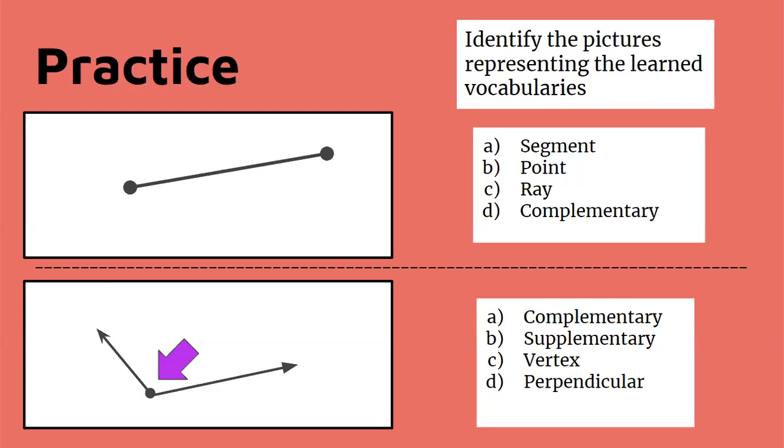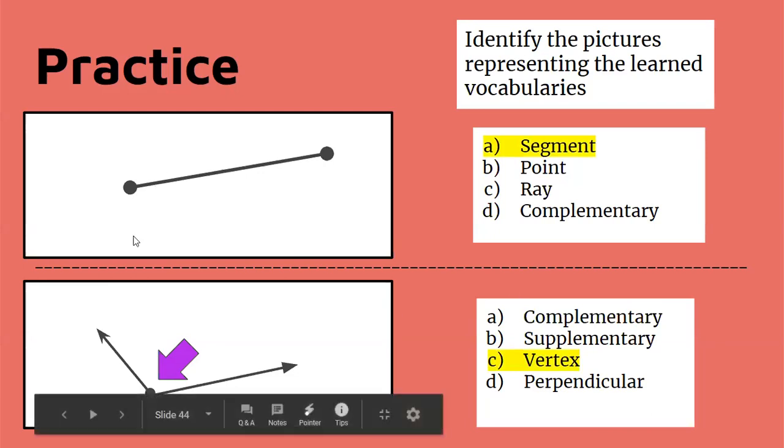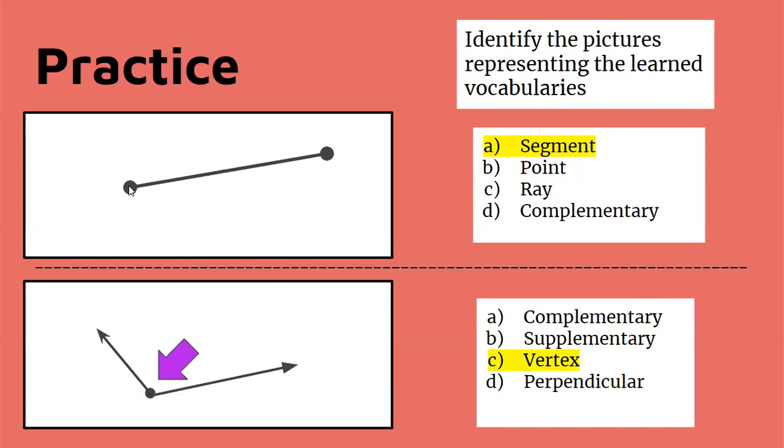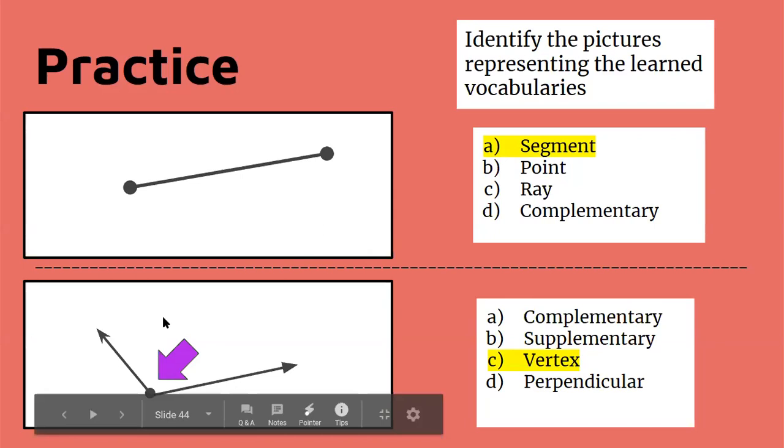Hello again. So the answers we have here are, bam. The first image we have here is A, segment. The answer is A, segment, because it is 2 points connected by a line. Next we have vertex, because it's 2 lines right here that have the same endpoint, which creates a vertex.